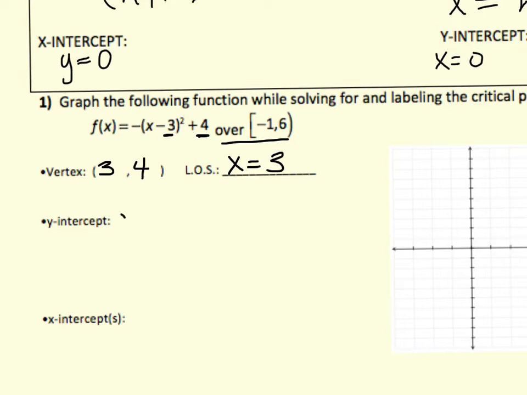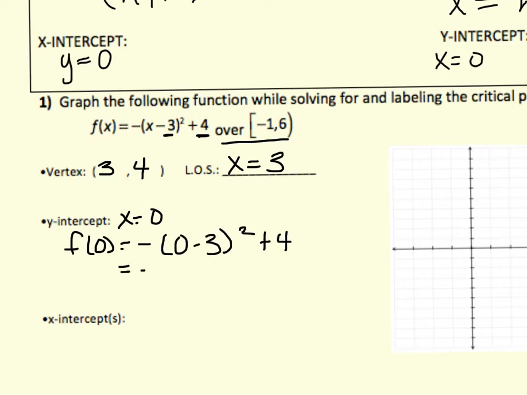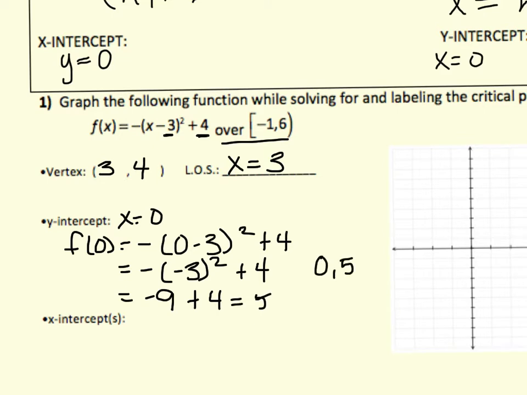Now the y-intercept is where x equals 0, so I'm going to substitute in 0 and I'm going to solve for y or f of 0. So negative 3 squared is 9, but then I still have this negative out in front. So negative 9 plus 4 equals negative 5. So the y-intercept is going to be (0, negative 5).